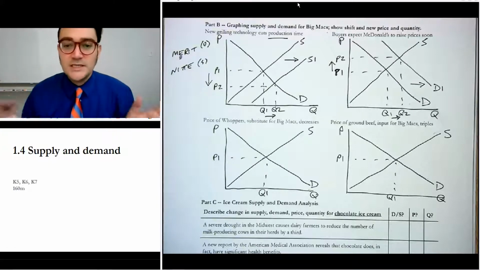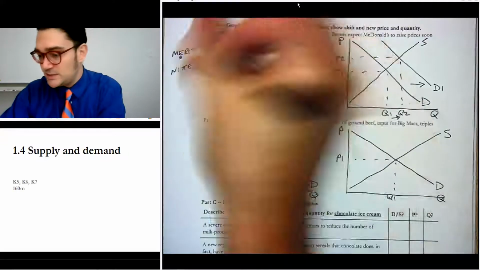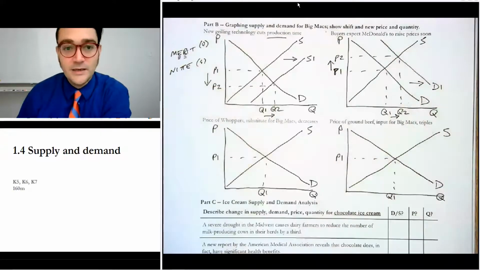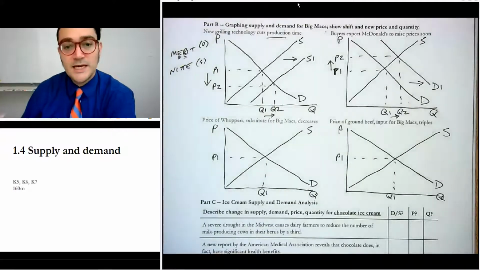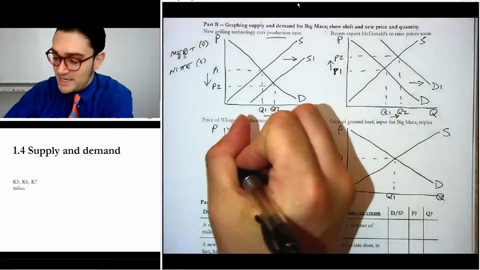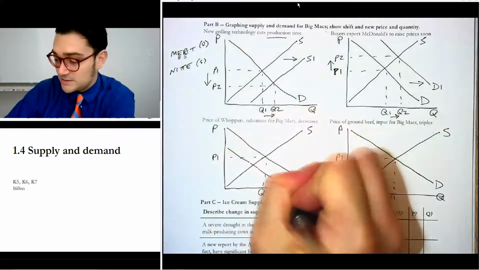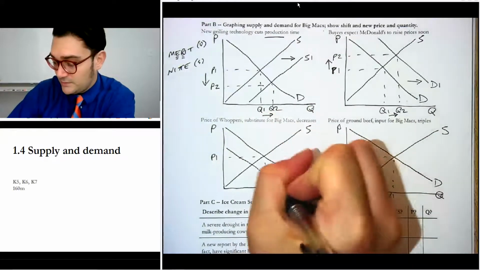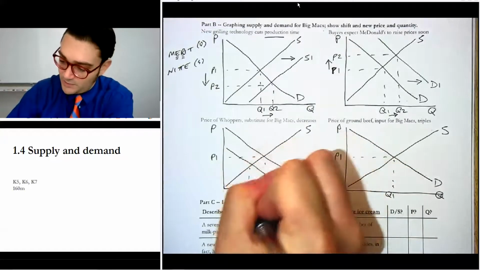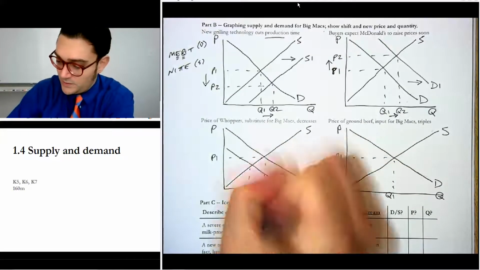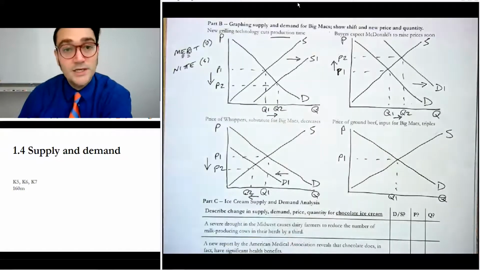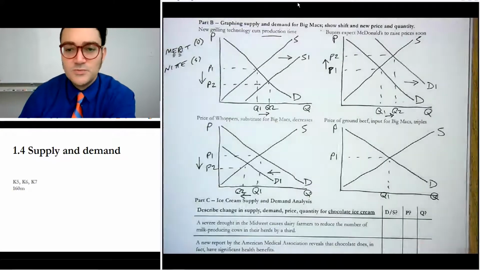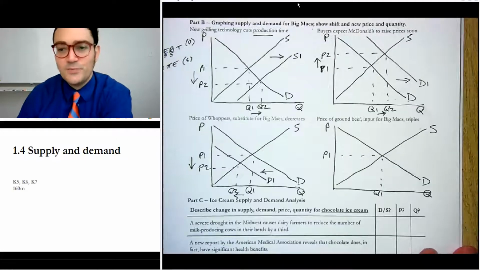So it's perfectly okay to say that it's going to shift demand because it's the related good, the R in MERIT. And if the price of Whoppers goes down, then people will want to buy the Whoppers instead of the Big Macs. And so we'd expect the demand for Big Macs to decrease. Okay, and so Q2 and P2. So we expect the price and the quantity to fall. For the last one, price of ground beef, an input for Big Macs, triples.